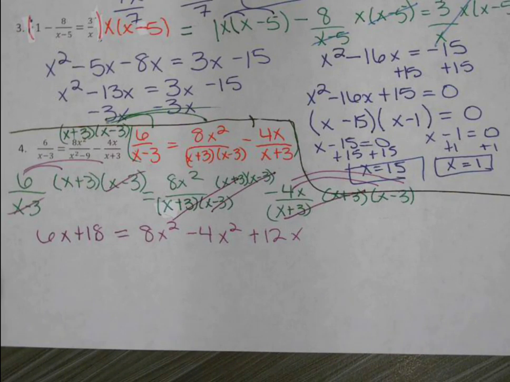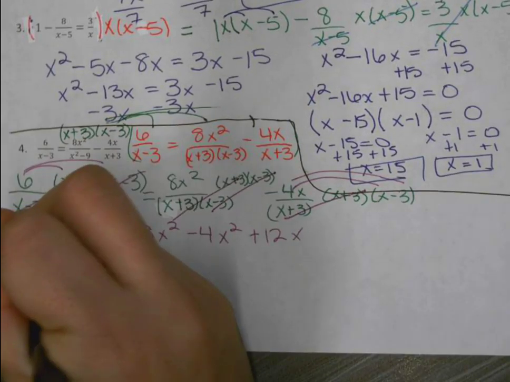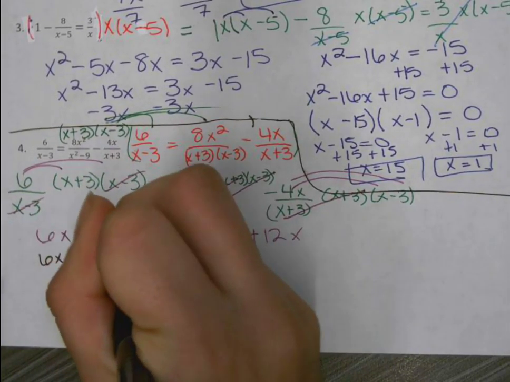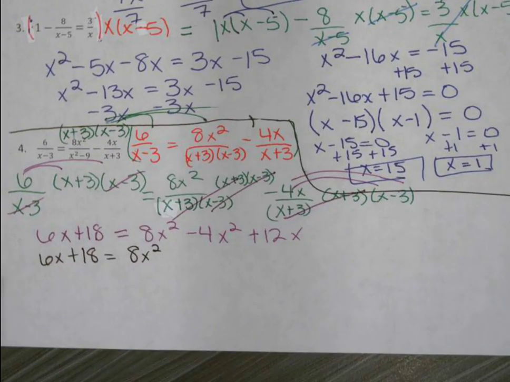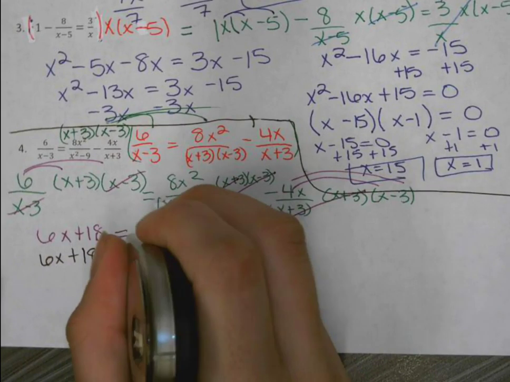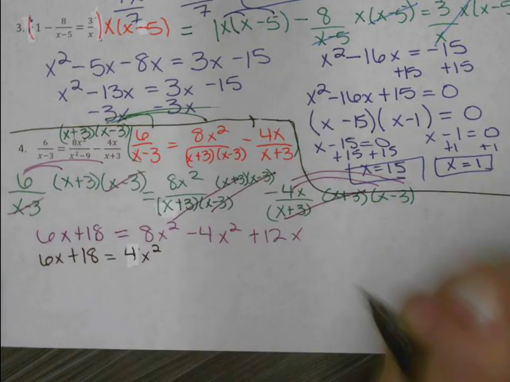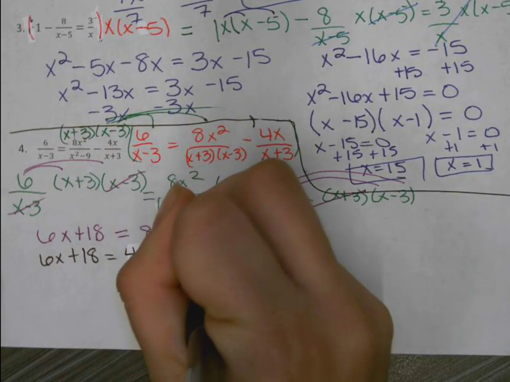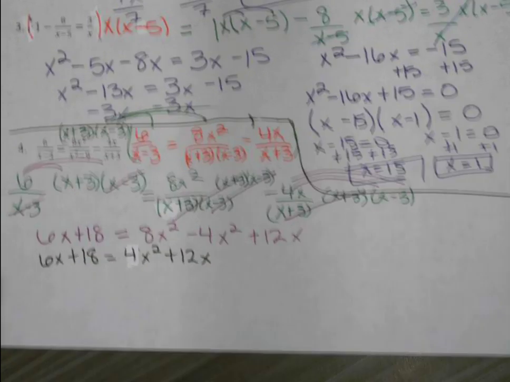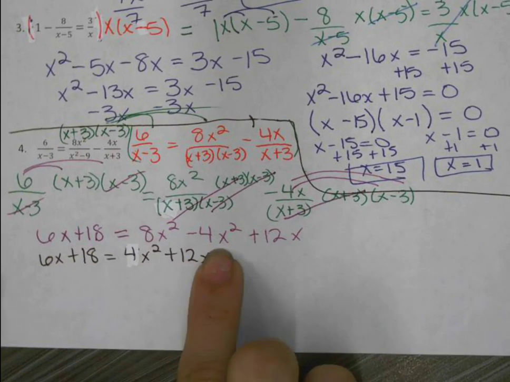Then I want to do what? Combine like terms. So I'm going to leave the left alone. Oh, dang, I was combining like terms and then I didn't. What? I did 8 minus 4.